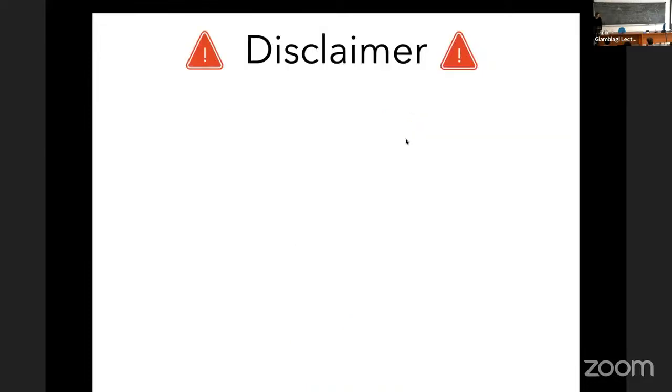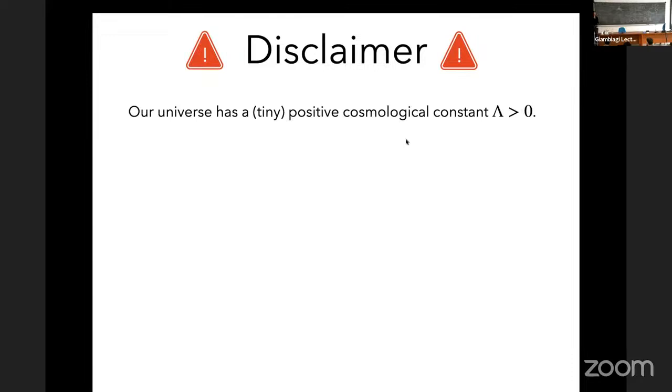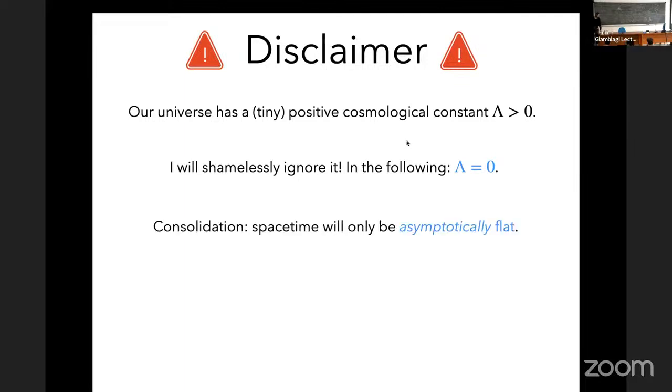Okay, so let's start with a disclaimer. This conference is about cosmology, and the cosmological constant in our universe is positive, albeit very tiny. But I will shamelessly ignore that, and in the following set lambda to zero. There will be a consolation, which is that we will not be talking about scattering just in exactly flat space, but in spaces that go to flat space asymptotically, but are non-trivial in the center of the space-time. So we'll be looking at asymptotically flat backgrounds. There are also some features of what I will discuss which may resonate in some way or other with physics in de Sitter space.